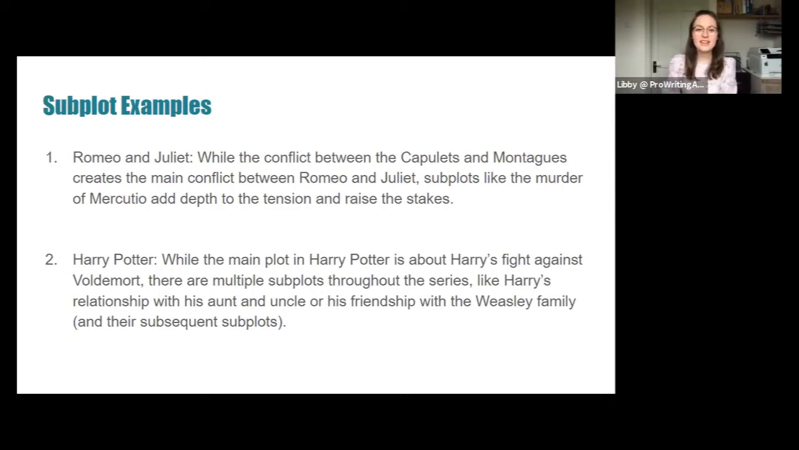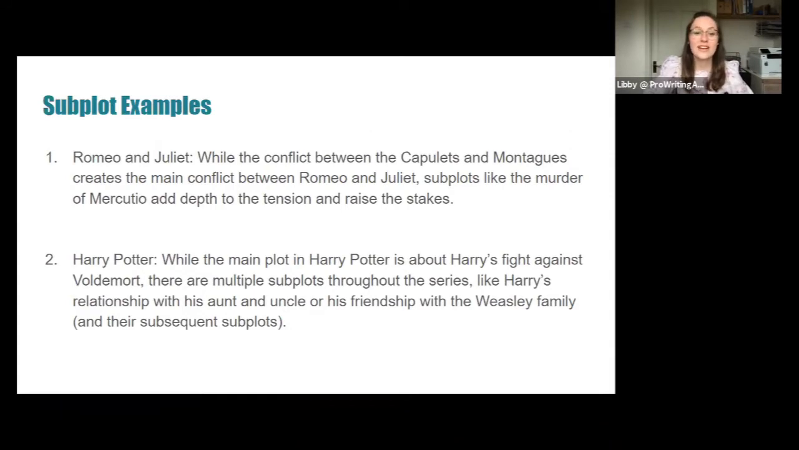So Romeo and Juliet. While the conflict between the Capulets and the Montagues creates the main conflict between Romeo and Juliet, subplots like the murder of Mercutio add depth to the tension and raise the stakes. And I'm going to embarrass myself by saying that in the Baz Luhrmann film version of Romeo and Juliet, the bit where Mercutio dies is probably one of the most memorable bits of the film for me. And I know it's not just from the film. I'm aware that Shakespeare wrote Romeo and Juliet, but I think that having a well-executed subplot can really add so much depth to your story.